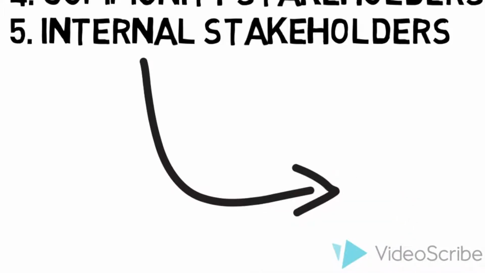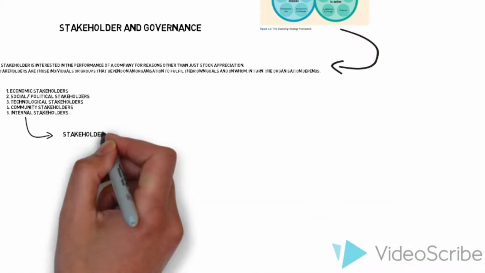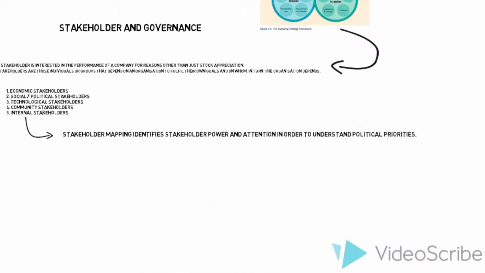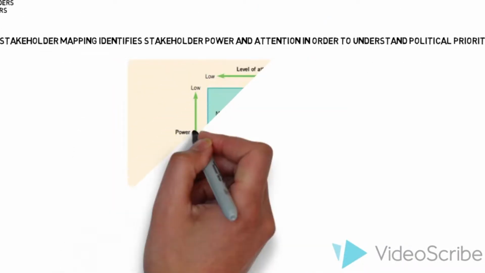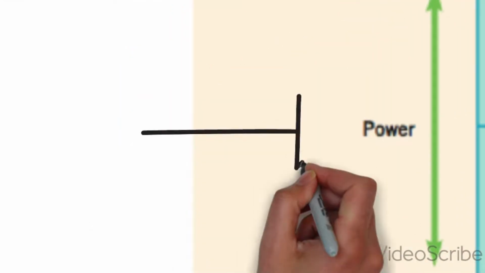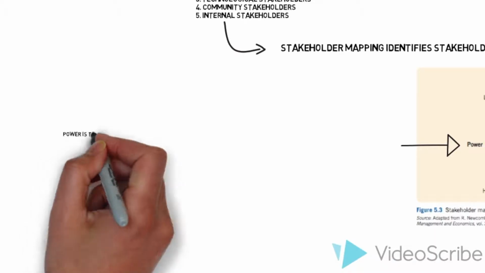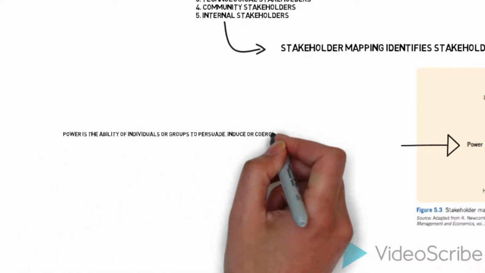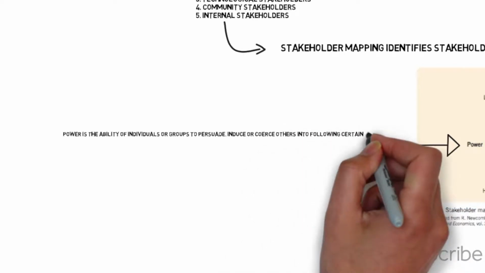So, moving on to the stakeholder mapping. Stakeholder mapping identifies stakeholder power and attention in order to understand political priorities. As you can see in the stakeholder mapping, you have the power side and the interest side. And the power side means power is the ability of individuals or groups to pursue, induce, or coerce others into following certain courses of action.